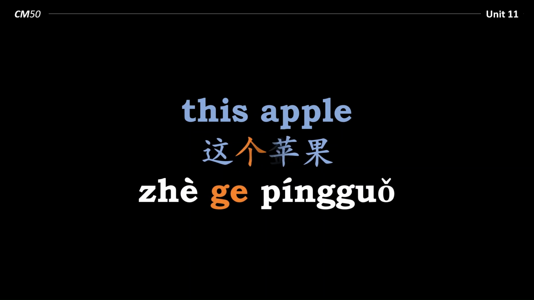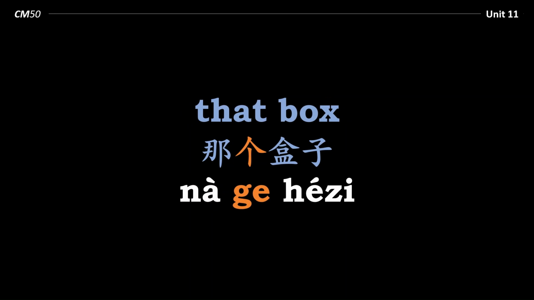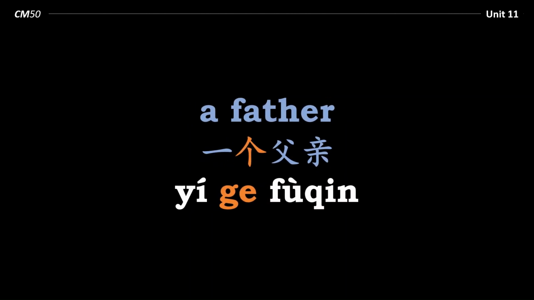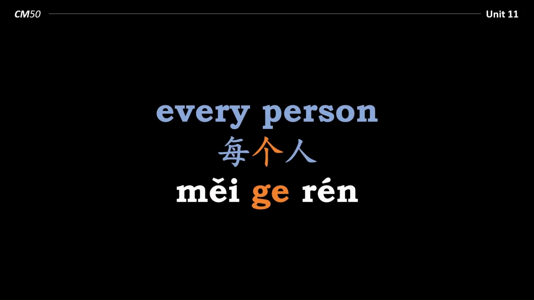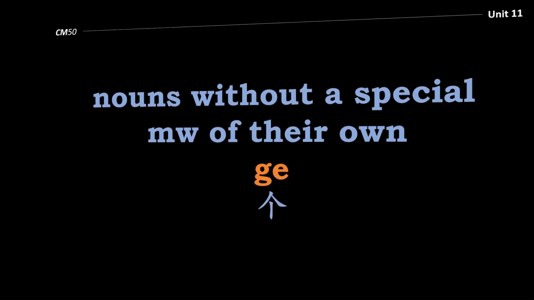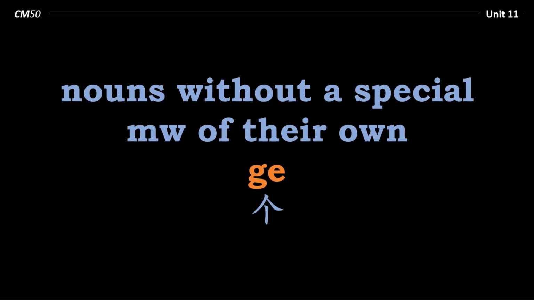And some more examples. That box. 那个盒子. A father. 一个父亲. Two babies. 两个婴儿. Every person. 每个人. So 个 is for nouns without a special measure word of their own.